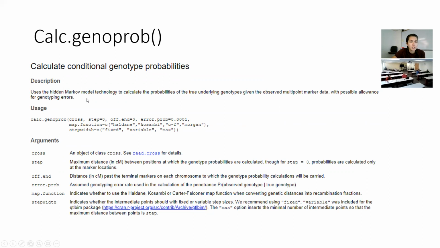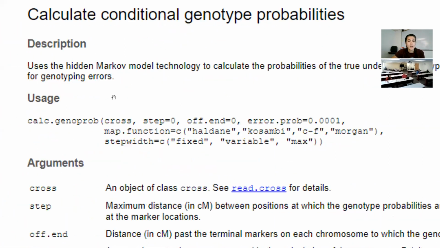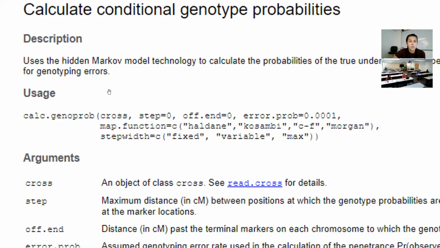And so what some of those parameters mean, essentially, if we read this description, we're using some models to calculate the probabilities of the true underlying genotypes versus if there's any genotype errors in the data. And it gives allowances in the data file if there are any potential genotyping errors. So in our usage, we see that we have our cross object, which we usually have as the QTL or cross.QTL.